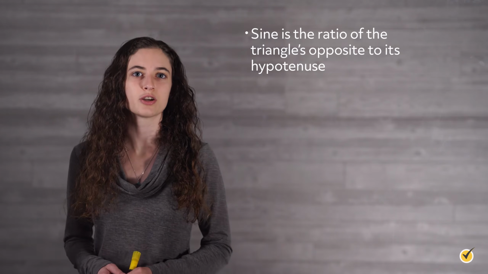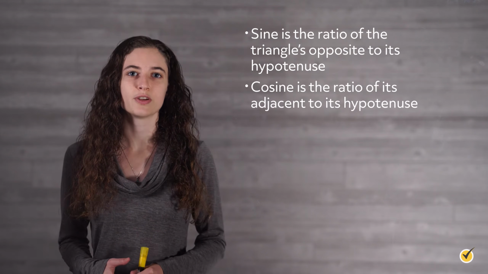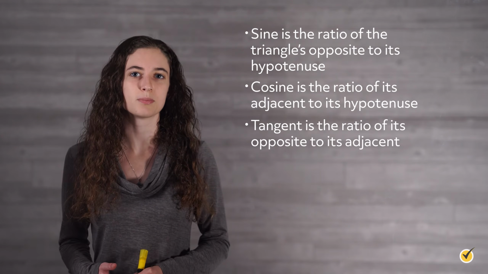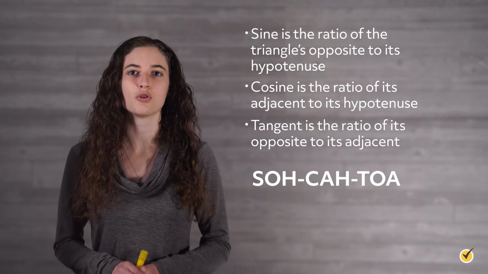The three most common trig functions are sine, cosine, and tangent. When given a right triangle, sine is the ratio of the triangle's opposite to its hypotenuse. Cosine is the ratio of its adjacent to its hypotenuse, and tangent is the ratio of its opposite to its adjacent. We remember these by using the phrase SOH-CAH-TOA.